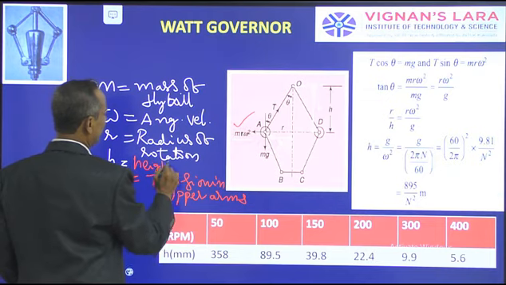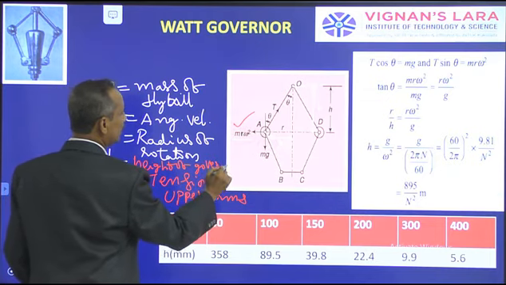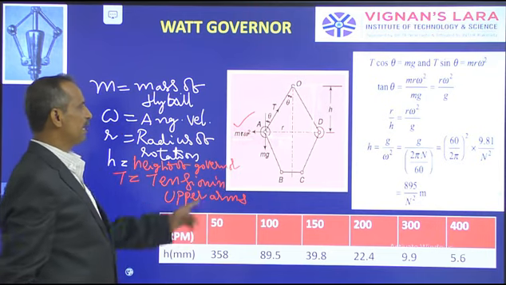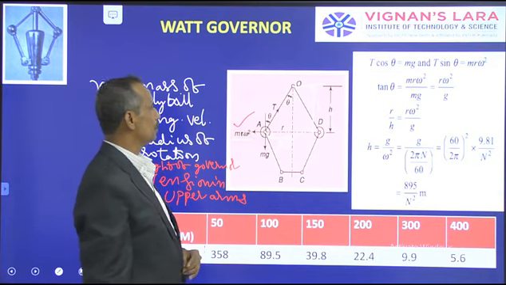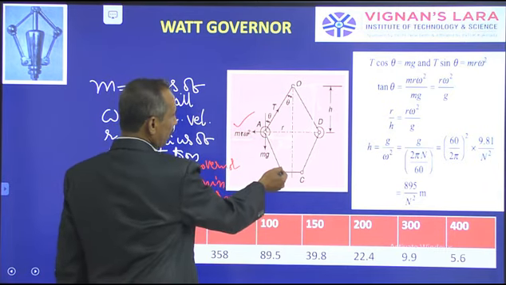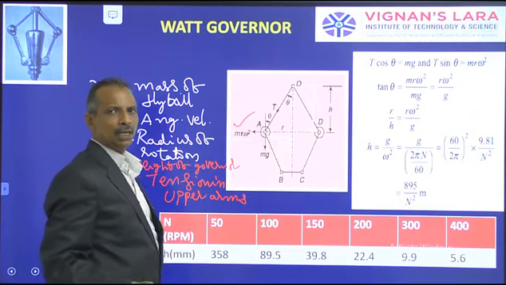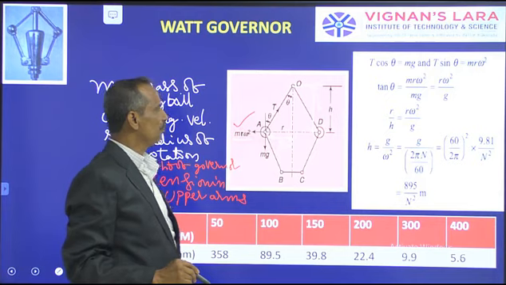H is called the height of the governor. That is the distance between the center of gravity of the ball to the pivot point of the upper arms. Now, these are the lower arms and they are free from tension. Only the upper arms are subjected to tension.